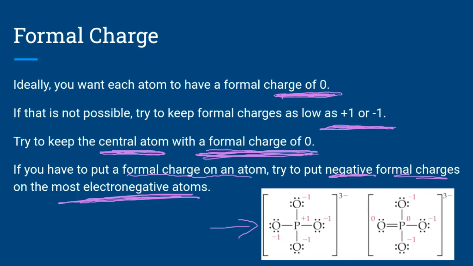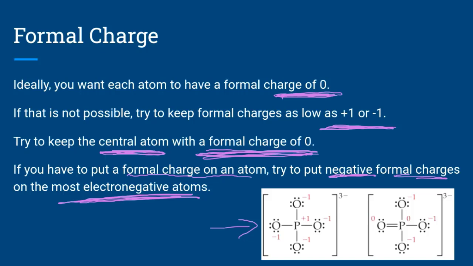Yeah, it'd be the one on the right, because we see that phosphorus has a formal charge of 0 in the structure on the right, but in the left, phosphorus has a formal charge of +1. So if we could pick, we would pick definitely a formal charge of 0. And also you see that one oxygen also gets a formal charge of 0 there.